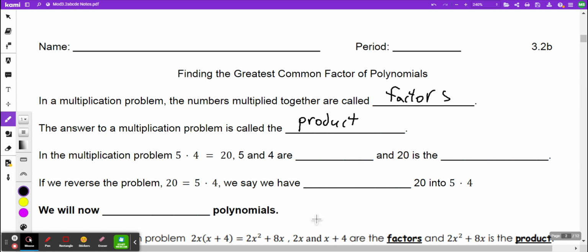So in the multiplication problem, 5 times 4 is equal to 20. 5 and 4 are what? They're the factors. Good job. And the 20 would then be what? Yeah, the product.